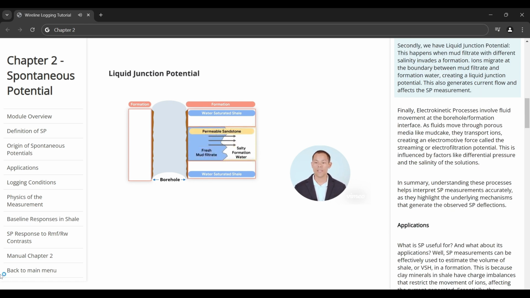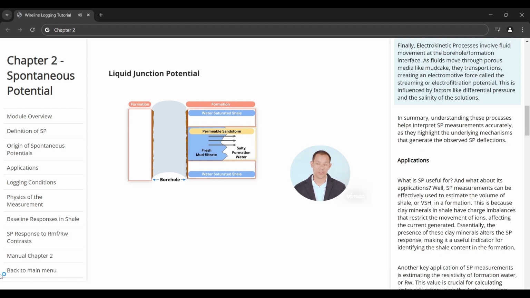Secondly, we have liquid junction potential. This happens when mud filtrate with different salinity invades the formation. Ions migrate at the boundary between mud filtrate and formation water, creating a liquid junction potential. This also generates current flow and affects the SP measurements.